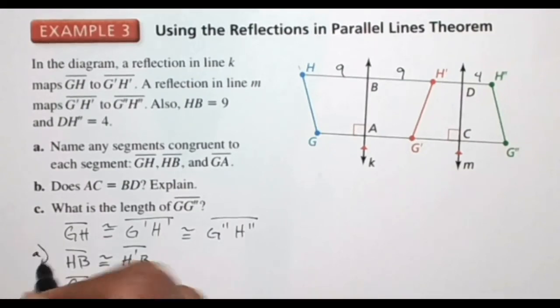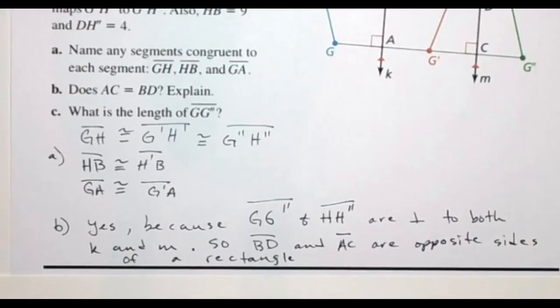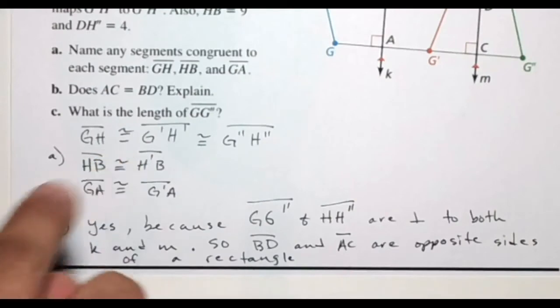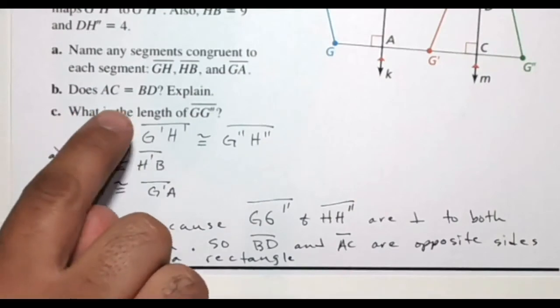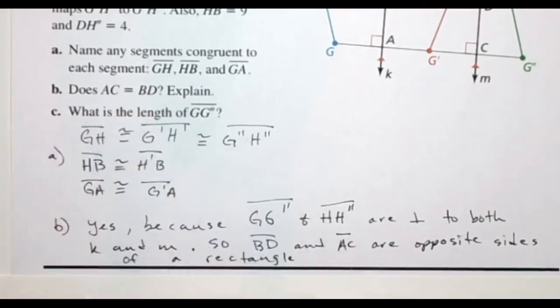Okay, so this is my A part of the question. All right, now for part B, does line AC equal line BD? Explain. The answer is yes, and the reason is because segment G to G double prime and segment H to H double prime are perpendicular to both line K and M. So that means that segment BD and segment AC are opposite sides of a rectangle. So they have to be equal.